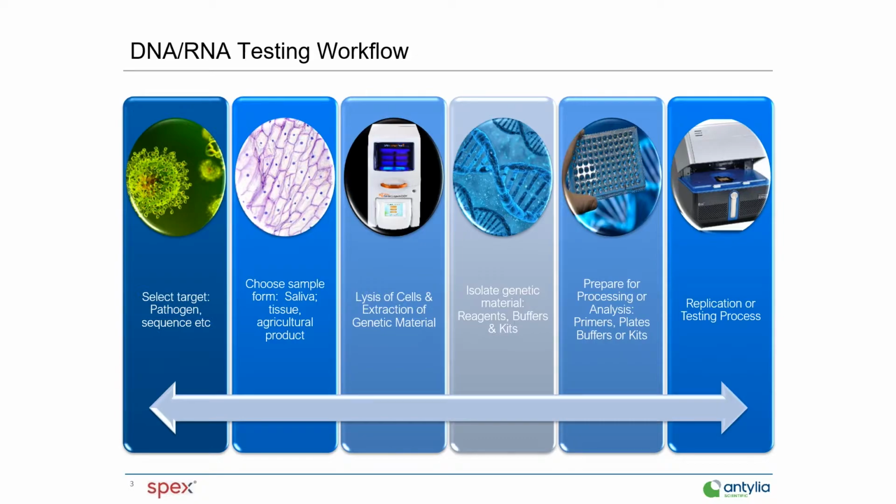Then you do some sort of lysis of the cells to extract the genetic material. You isolate your genetic material using reagents, buffers, and DNA or RNA kits. You prepare it for your processing with primers, plates, buffers, and things like that. And then you do your replication or your measurement using PCR or qPCR. And that's going to be the focus of a lot of what we talk about: the endpoint of PCR and qPCR.